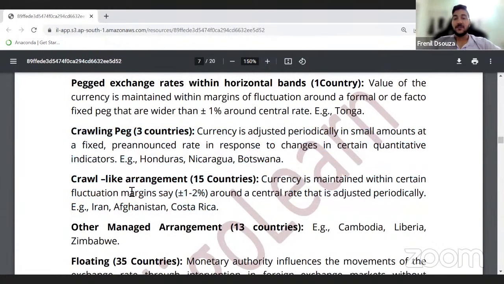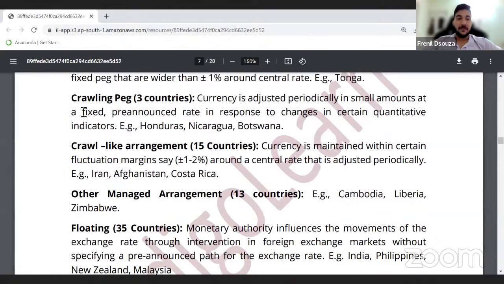Whereas in crawl-like arrangement, they are given a percentage. It can be 0.5%, and it's usually 1 to 2%. That's what they are telling. So this fixed pre-announced rate is not there in crawl-like arrangement.